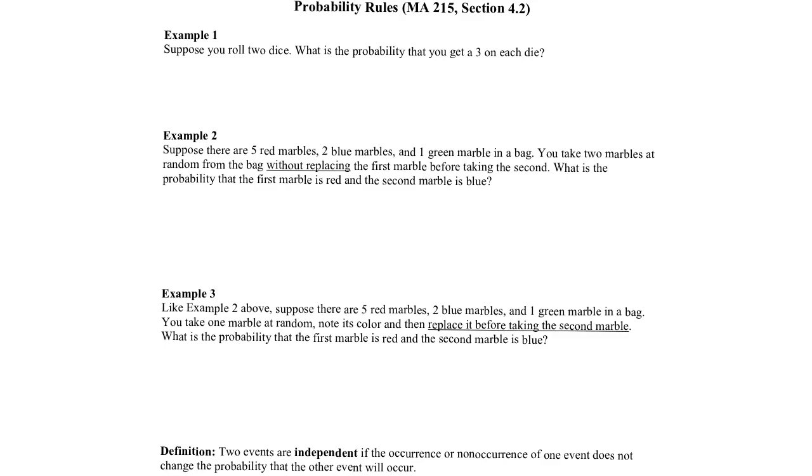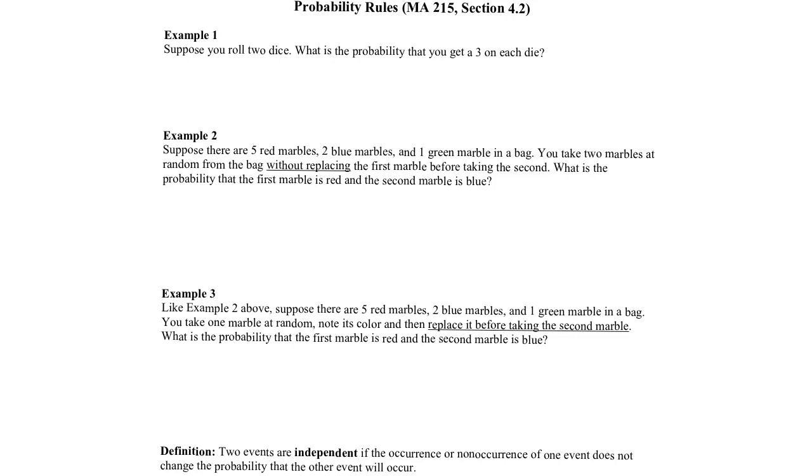So we start today with section 4.2, where we are going to be using some probability rules. And it starts to get a little tricky here, so stay with me. And if any questions come up, make sure you get a hold of me and get your questions answered. So we start off with an example.